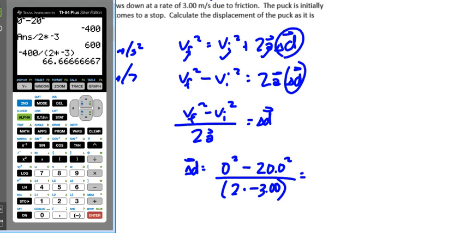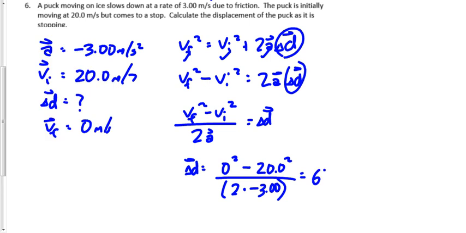I get 66.666. You know why this question was so hard? Because it's the double question, right? 66.666. 66.7 meters. Make sense?